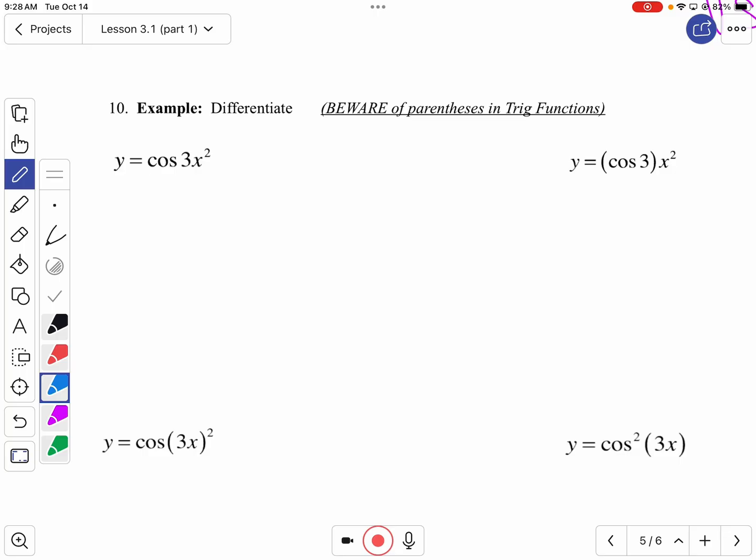Anyway. Okay. So it tells me just to differentiate, but notice it says to beware of parentheses and trig functions, and that's important. All right, let's look at the first one. Cosine of 3x squared. Composition, not composition.